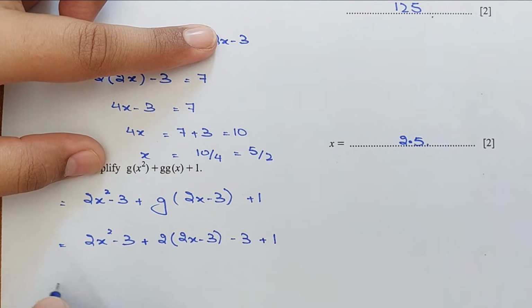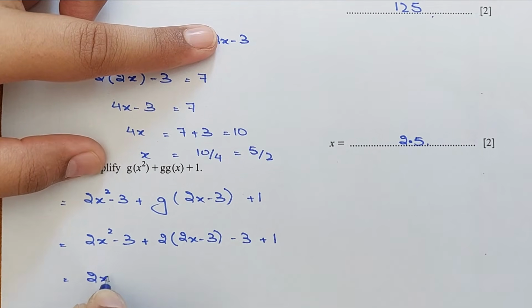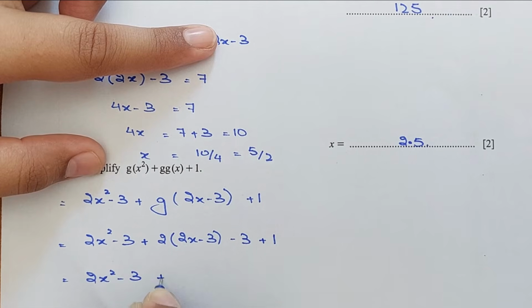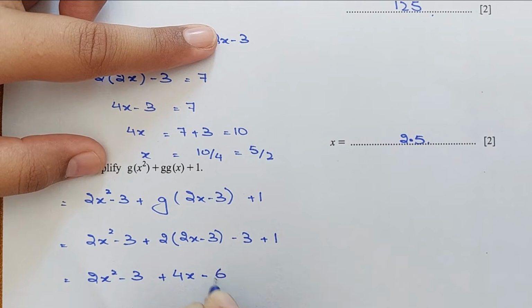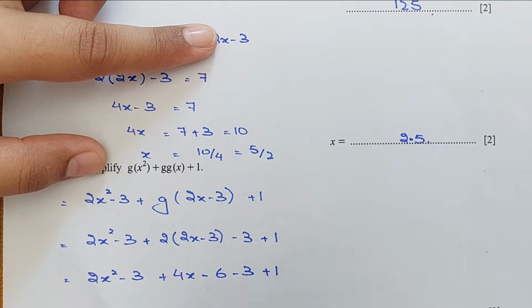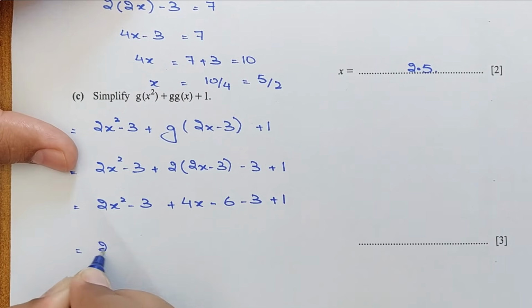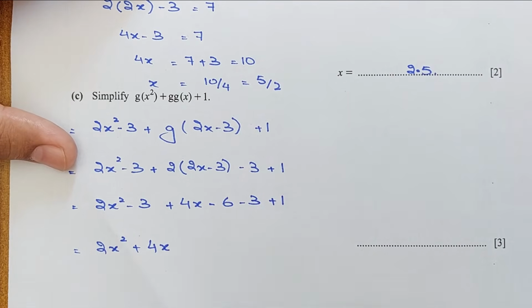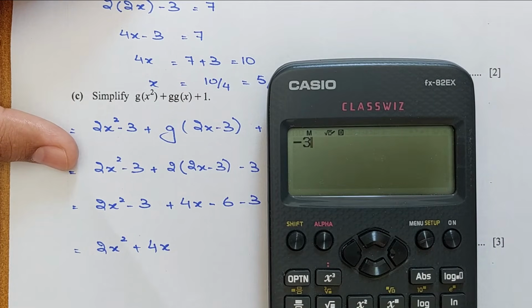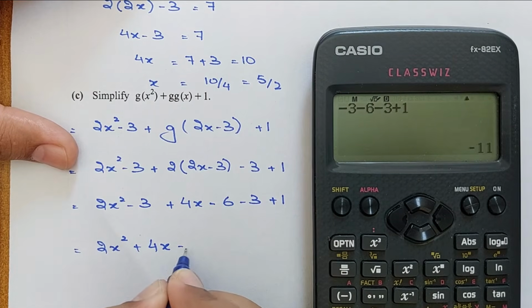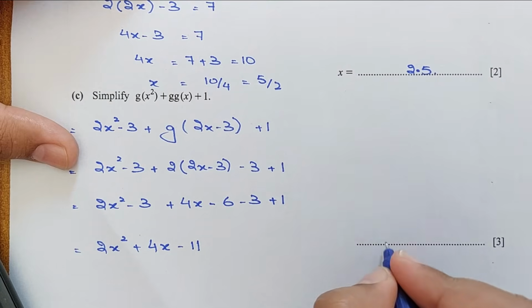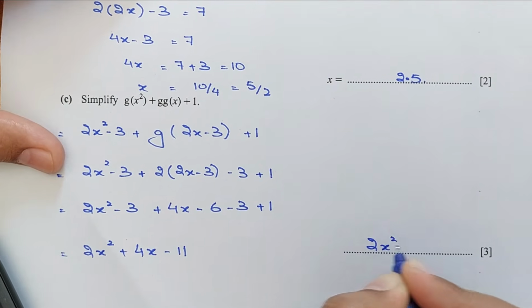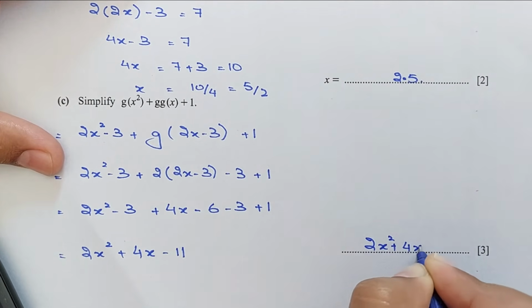Now plus 1. So this is 2x square minus 3 plus 4x minus 6 minus 3 plus 1. Just simplify. So we have 2x square, and the x terms are plus 4x, and the constants are negative 3, negative 6, negative 3, positive 1. Yes, negative 11. So 2x square plus 4x minus 11.